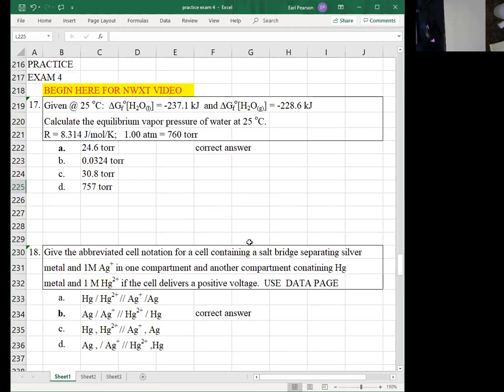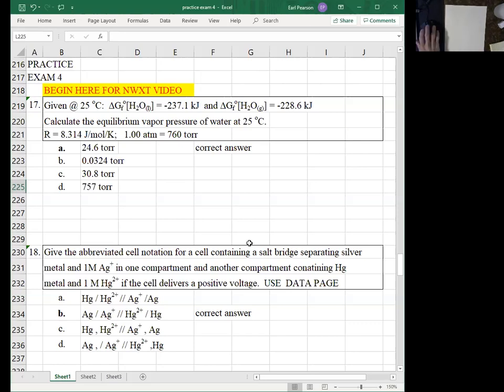We'll begin today with number 17. We were given the free energies of formation of liquid water at minus 237.1 kilojoules and the delta H of formation of gaseous water at minus 228.6 kilojoules. We're asked to calculate the equilibrium vapor pressure of water at 25 degrees, and we're given the ideal gas constant R at 8.314 joules per mole per Kelvin, and 1 atmosphere is 760 torr.